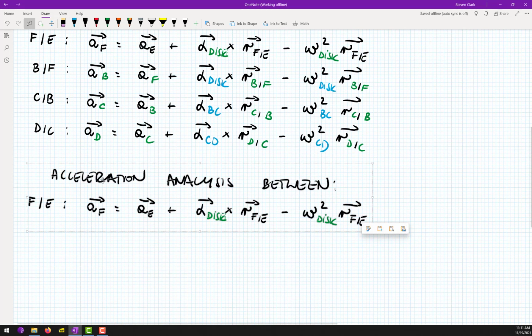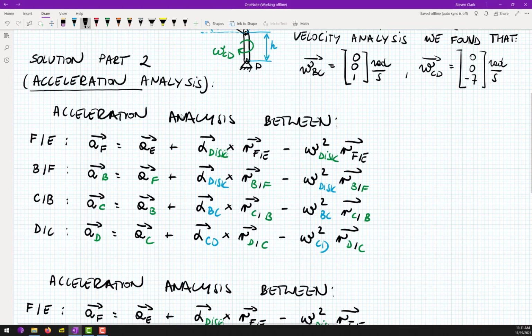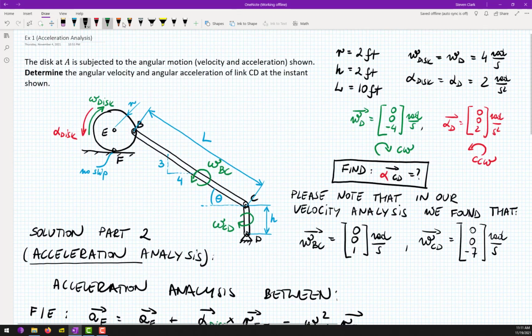Okay. Let's start with acceleration analysis between points F and E. Maybe let's also put this link. So let's put this linkage here. We're gonna start with this acceleration analysis, then we're gonna go here, then we will go here, and then we will go here.